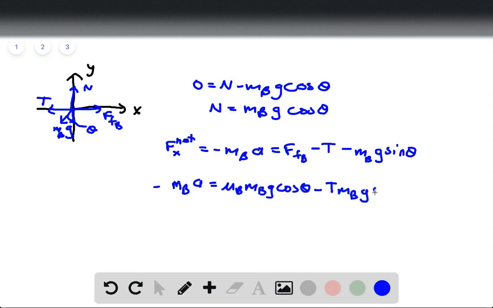G is a constant of nature, so we need to rearrange these two equations we have coming from Newton's law in the x direction for the two blocks. We need to substitute in the tension force from one equation into another to get an equation where A is the only unknown, so we can solve for A. So I'll just rewrite these two equations that we have.